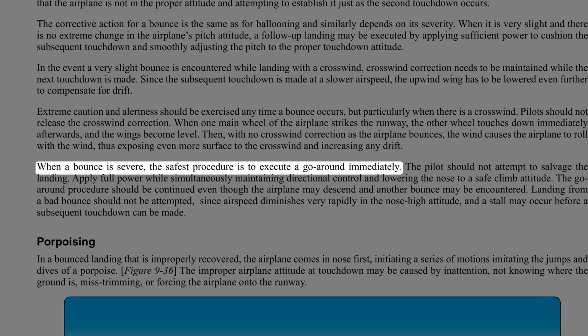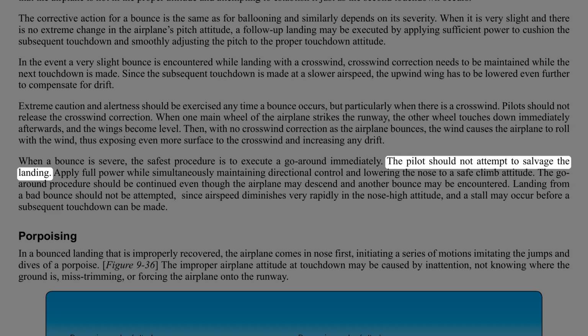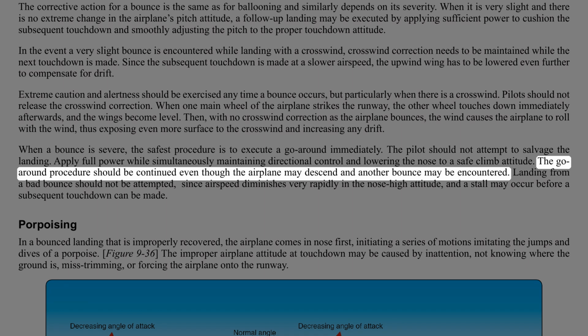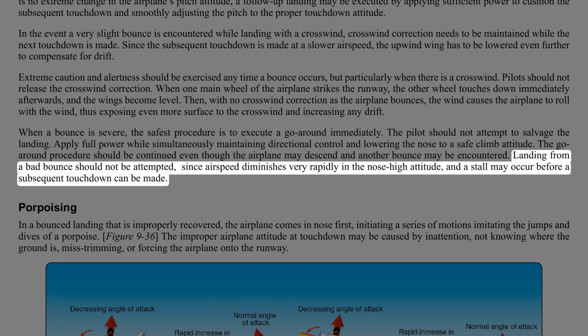When a bounce is severe, the safest procedure is to execute a go-around immediately. The pilot should not attempt to salvage the landing. Apply full power while simultaneously maintaining directional control and lowering the nose to a safe climb attitude. The go-around procedure should be continued even though the airplane may descend and another bounce may be encountered. Landing from a bad bounce should not be attempted, since airspeed diminishes very rapidly in the nose-high attitude, and a stall may occur before a subsequent touchdown can be made.